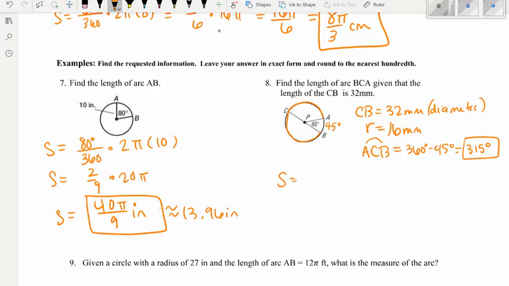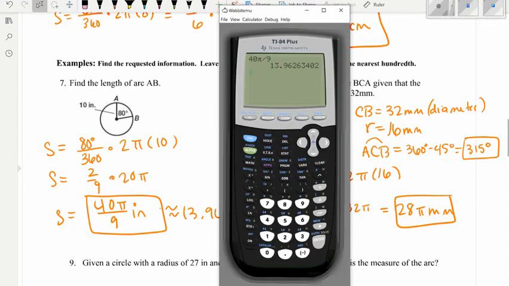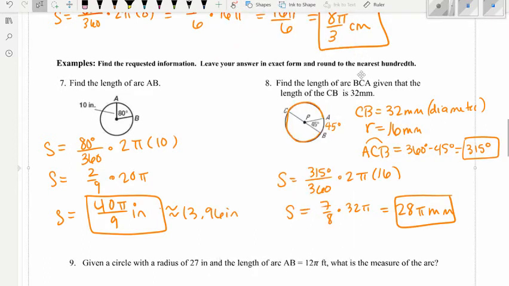So the arc length is equal to 315 degrees divided by 360 times 2 pi r is 16. And so that gives us S arc length is equal to 7/8 times 16 times 2 is 32 pi. And so when we multiply that all out, we would get 28 pi millimeters. That would be our exact answer. So then to find the rounded answer, 28 pi in our calculator gives us 87.96. So that's about 87.96 millimeters.